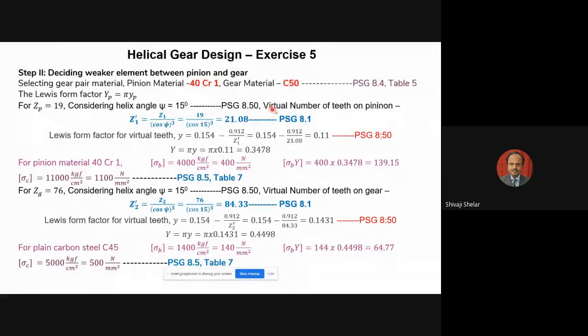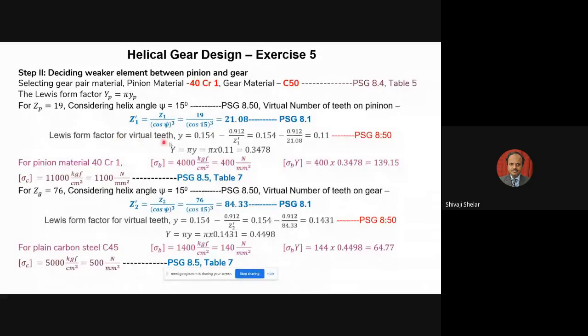Then we are calculating virtual teeth on the pinion. So the formula for virtual teeth is Z1 dash is equal to Z1 upon cos cube psi. So we have Z1 equal to 19, which is taken from the previous slide. By putting psi equal to 15 here, we get 21.08. So how to remember this formula? This formula is available in PSG 8.1. This was already demonstrated last time, so I will not repeat that.